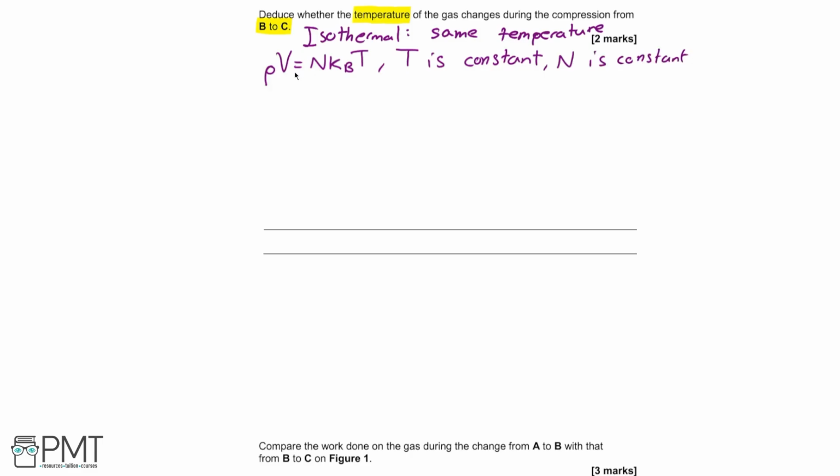Therefore, in an isothermal change, what we have is that PB, or P before, times V before, or VB in this case, is equal to PC times VC. So our strategy is going to be to calculate PB VB and PC VC and see if they're the same. If not, then the change is not at the same temperature because it's not isothermal.